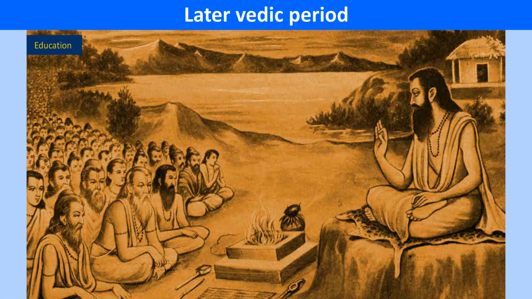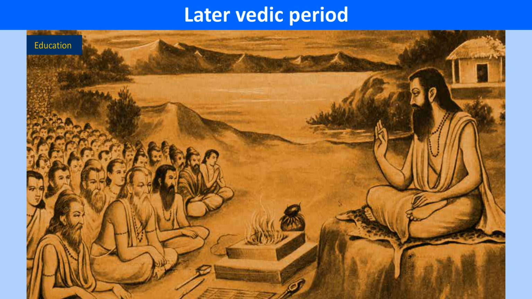Occupation. During the later Vedic period, agriculture was the chief means of livelihood. The use of iron produced better weapons and heavier agricultural implements such as iron plows. Weaving, leatherwork, pot-making, jewelry-making and carpentry became more advanced in this period.